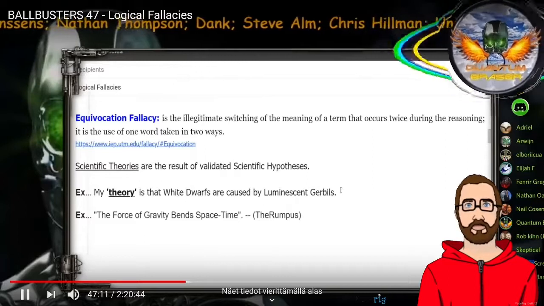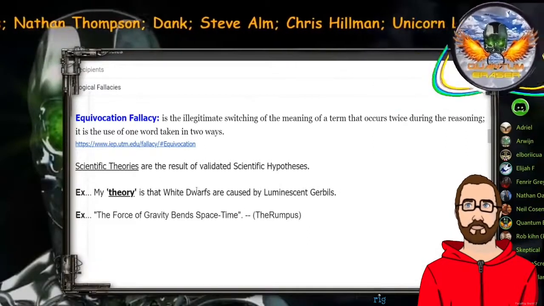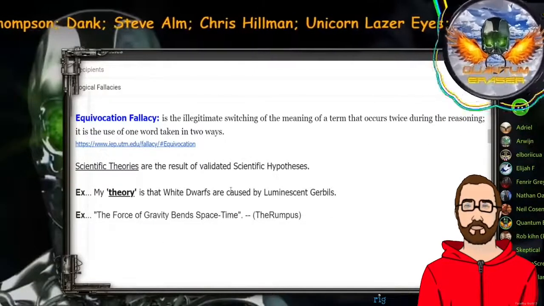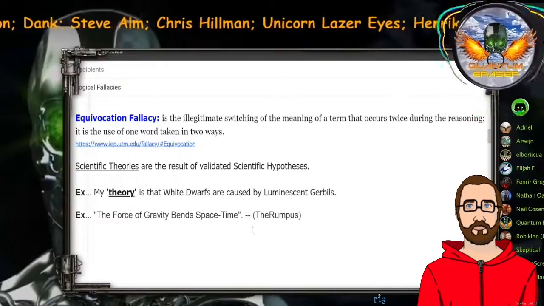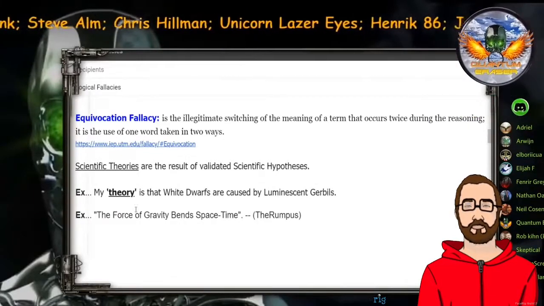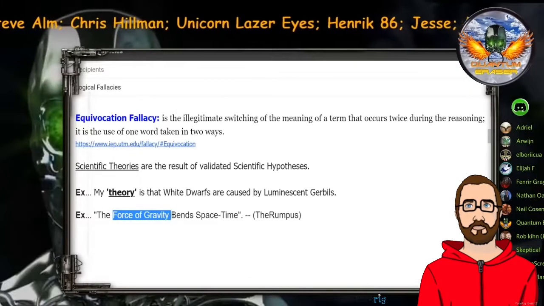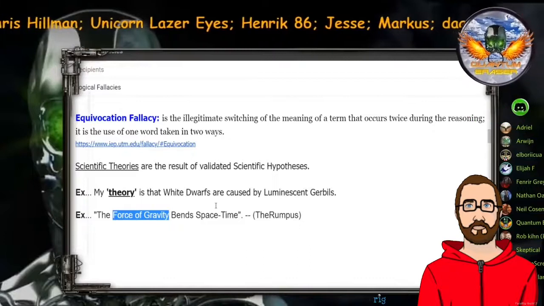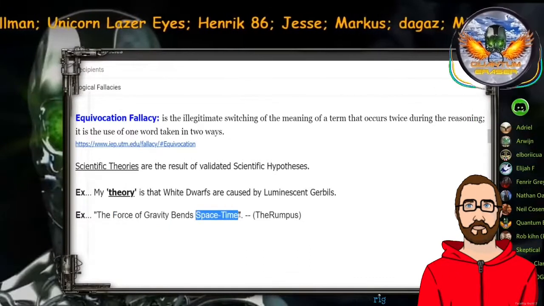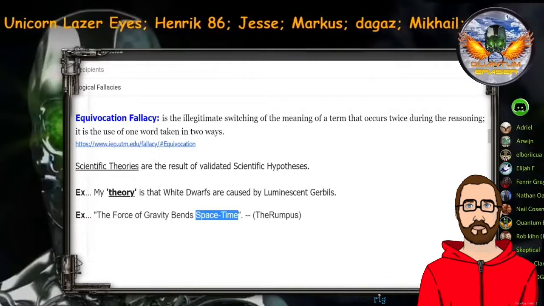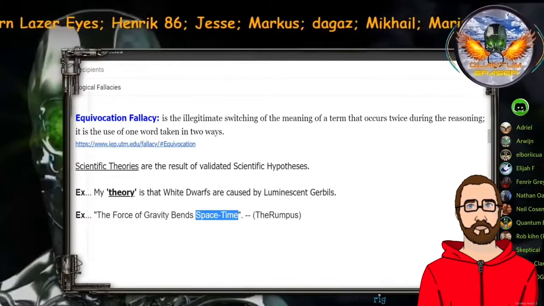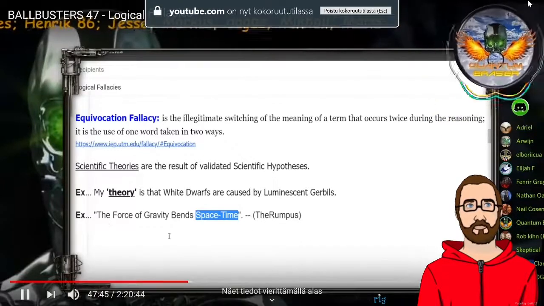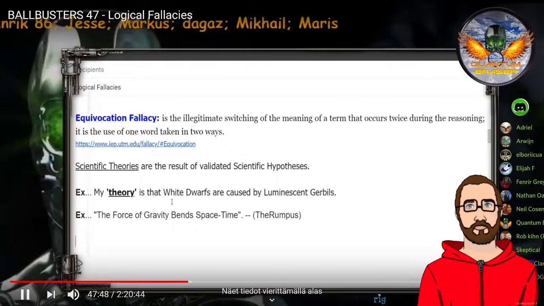Because it's happened about 10,000 times in the past 4.5 years. The other example, like I said, the Rumpus does this all the time with gravity. The force of gravity bends space-time. Do you see the equivocation here? Force, appealing to essentially the universal law of gravitation, which has been debunked, and space-time bending. The universal law of gravitation has nothing to do with space-time bending. This is an equivocation fallacy. It's hidden, but it's hidden in plain sight. You've got to be ready for it.